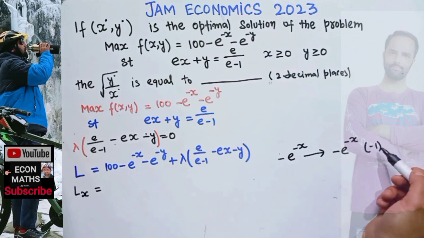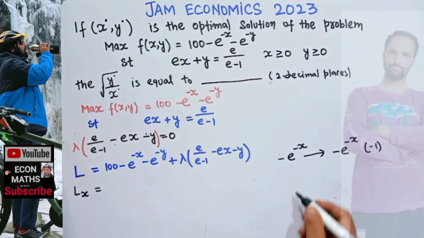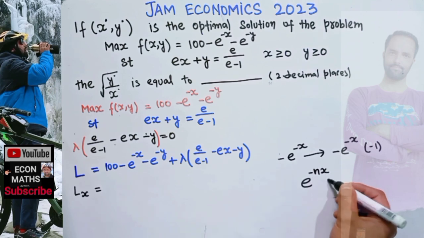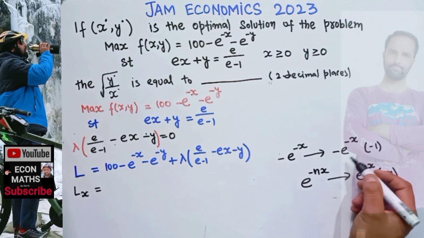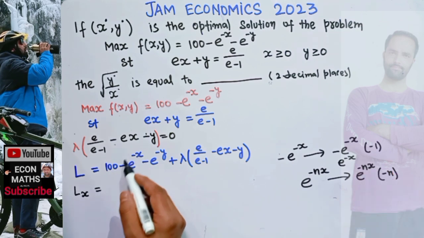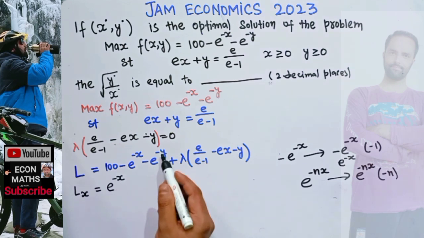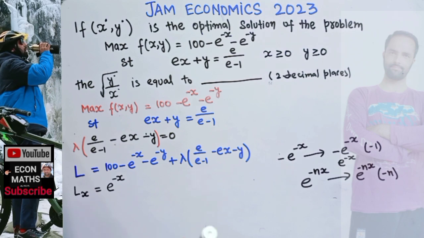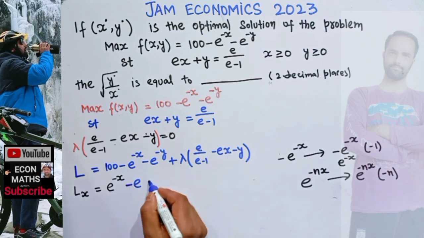We multiply by the derivative of the exponent, which here is −1. If we have e^(−nx), its derivative is e^(−nx) times the derivative of the exponent, which is −n. I am just following this very procedure here. So minus into minus is plus, and we get e^(−x). The derivative of a constant is 0, so the derivative of this term came out to be e^(−x). Since we are taking the partial derivative with respect to x, the derivative of the next term is also 0, as no x is involved. Here we have x, whose derivative is 1, so we are left with −λe, and we set it equal to 0. This is the partial derivative of the Lagrange's function with respect to x.